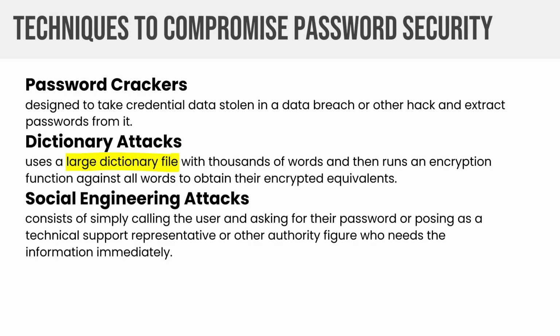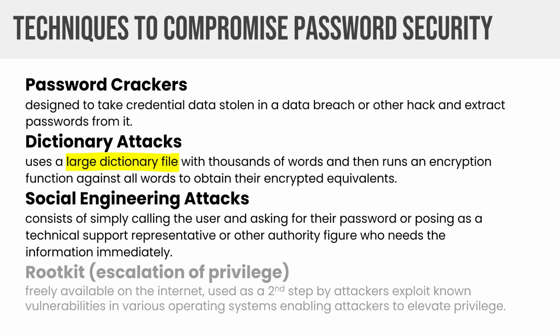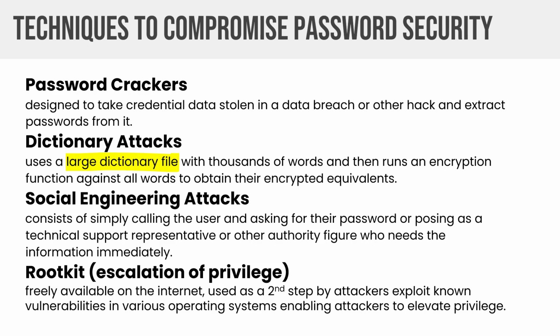So social engineering is powerful. A way to stop social engineering is through security awareness training. Number one countermeasure. Rootkit. Rootkit is a piece of software freely available on the internet. It's used as a second step by attackers to exploit known vulnerabilities to enable attackers to elevate or escalate their privilege, to gain greater privilege on the system once they have established residence.